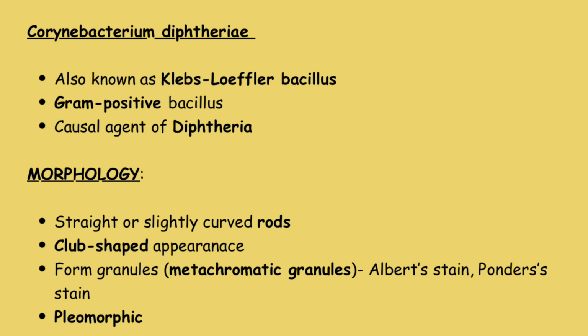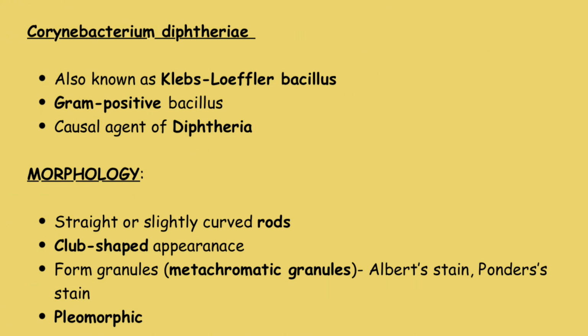Morphology. They appear as straight or slightly curved rods. Sometimes they show a club-shaped appearance, and this is due to irregular swelling at one end. They form granules. Granules are the storehouse of energy. They are called metachromatic granules. They are also called volutin granules or Babes-Ernst granules. These granules are formed at the pole of the bacilli and therefore they are called polar bodies.